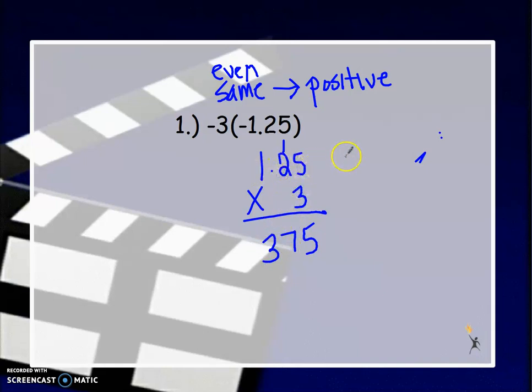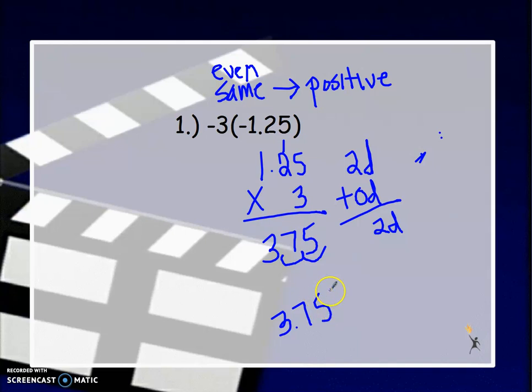I have 2 places to the right of the decimal, 0 places to the right of the decimal. 2 plus 0 is 2. So I'm going to hop from right to left 2 places in. And I'm going to get positive 3.75.